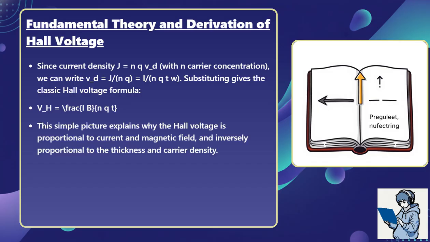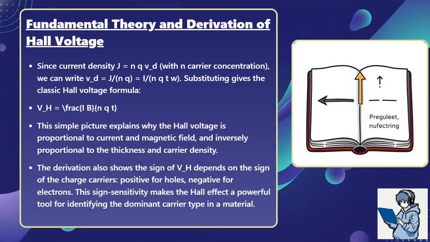This simple picture explains why the Hall voltage is proportional to current and magnetic field, and inversely proportional to the thickness and carrier density. The derivation also shows the sign of V_H depends on the sign of the charge carriers, positive for holes, negative for electrons. This sign sensitivity makes the Hall effect a powerful tool for identifying the dominant carrier type in a material.